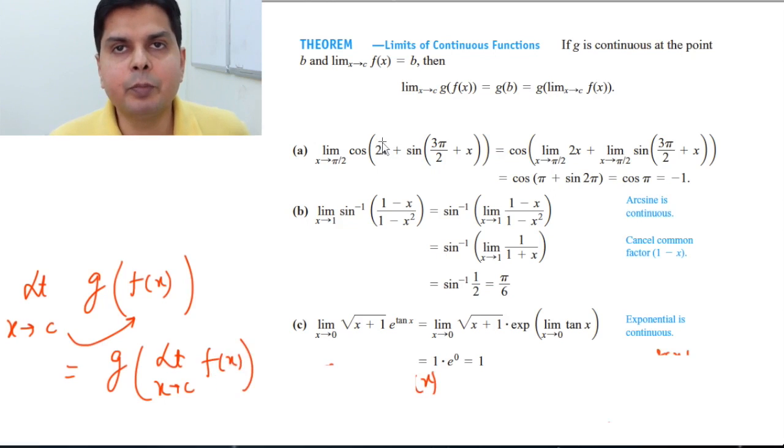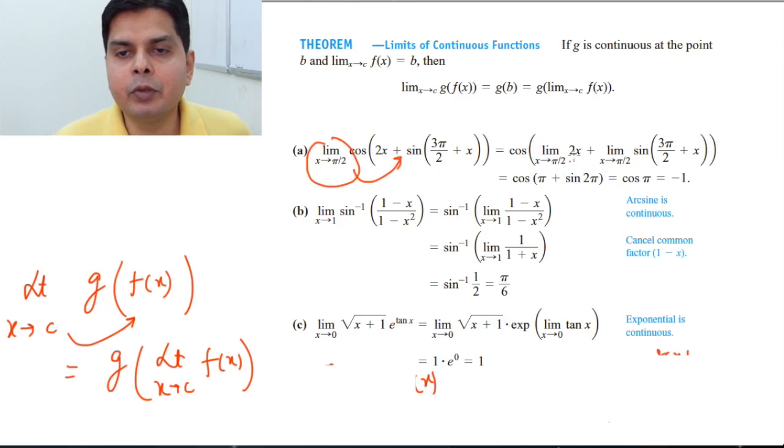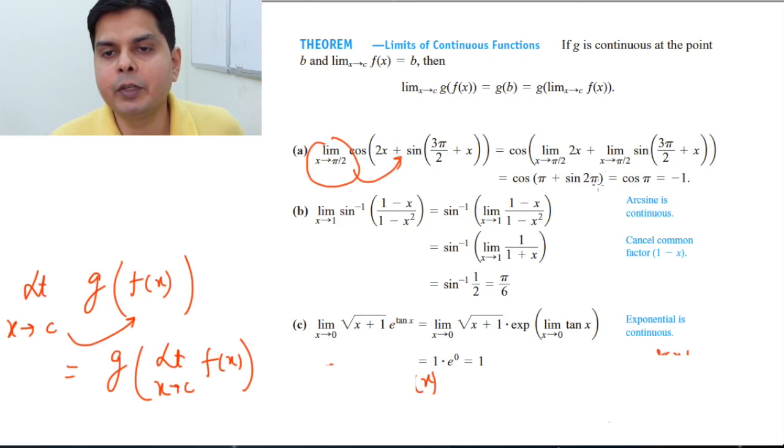Now some examples based upon this theorem. Suppose I have to find limit x tends to pi by 2 of cos of this whole thing. Since cos is a continuous function, I can take this limit operation inside the bracket. So the limit as x tends to pi by 2 of cos of the whole thing will be cos of this limit. Now as x tends to pi by 2, this 2x will become pi and this will become sin 2 pi, so this will become cos pi, which is equal to minus 1.